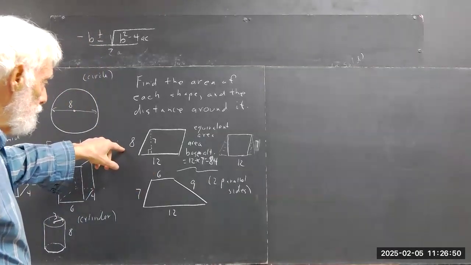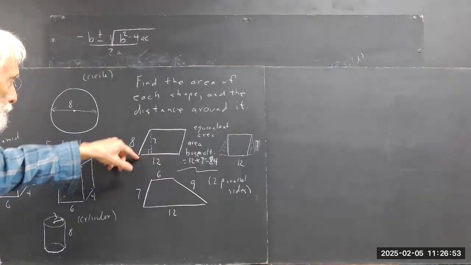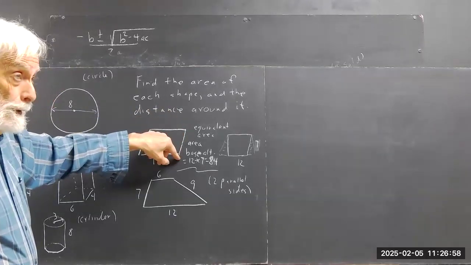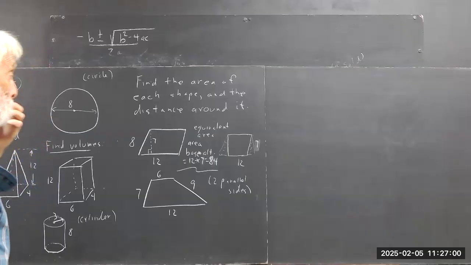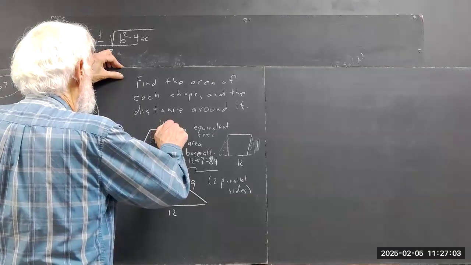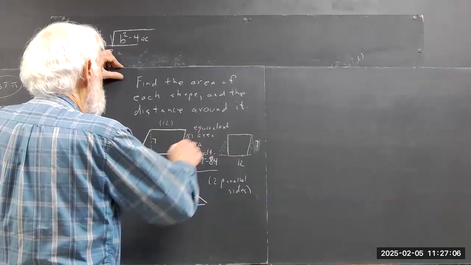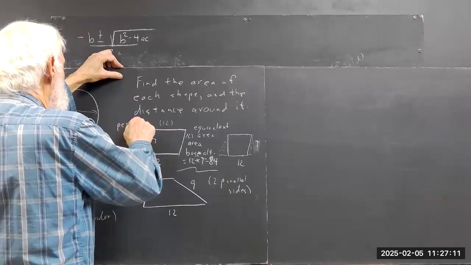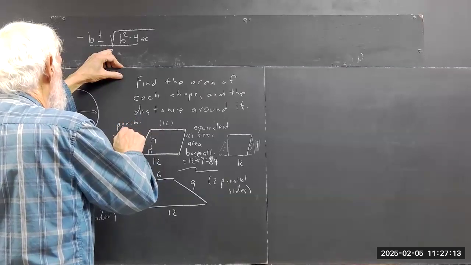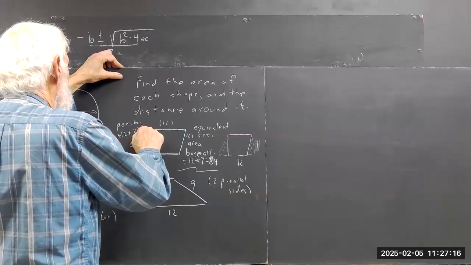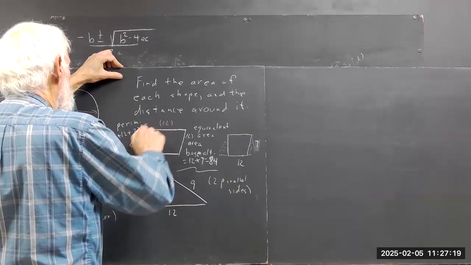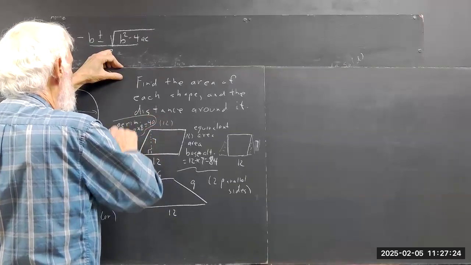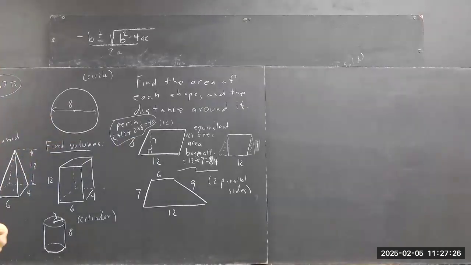You've got 12 here and you've got 8 here. So to go around it, you go 12 and then you go 8. Now to get all the way around, you do another 12 and another 8, right? Okay. So this is 12 and this is 8. So the perimeter is 2 times 12 plus 2 times 8. That's 24. That's 16. That makes 40. Make sense?